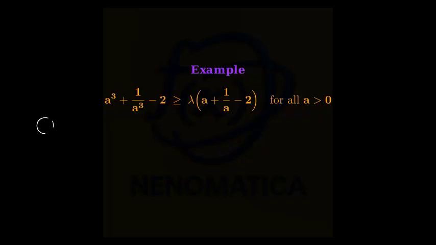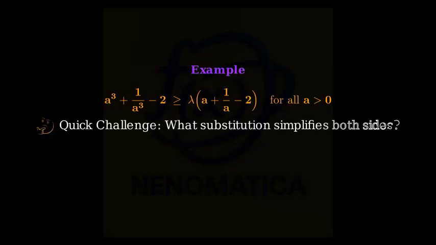In this example, we find the largest value of lambda, so that an inequality holds for every positive a. We'll build intuition visually and prove the result step by step. Here is the example and the exact inequality we must analyze. Quick challenge. Before we begin, can you guess a substitution that simplifies both sides at once?